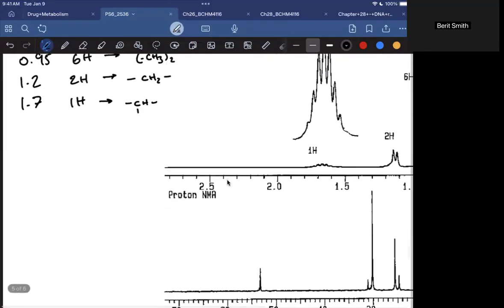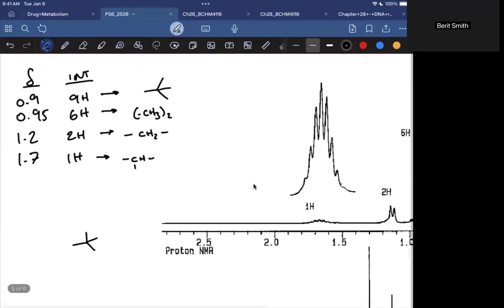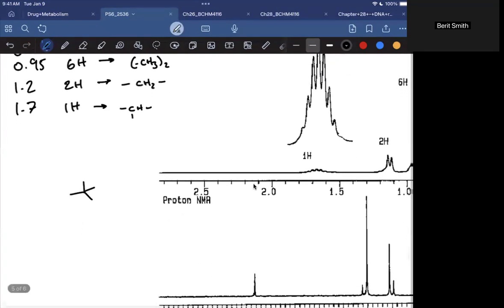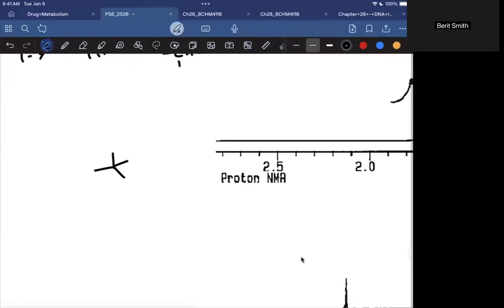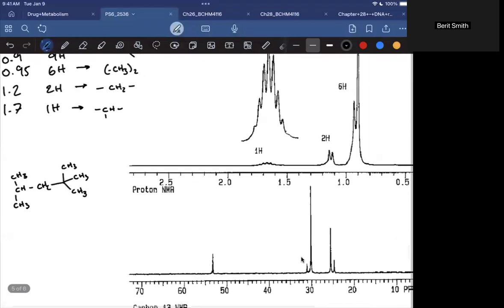So let's start with this end piece, which is the tert butyl, because we know that has to be an end piece. And then we can either put the CH2 or the CH. So let's do CH2, and then we can just double check our work with the spin-spin coupling. I'll just write it all out so it's easier to see. And then we've obviously got that carbon right in the middle there. All right, so that's 4, 5, 6, 7, 8 carbons.